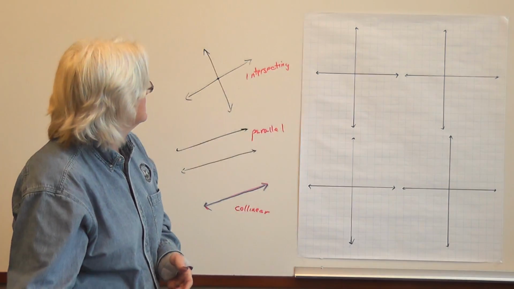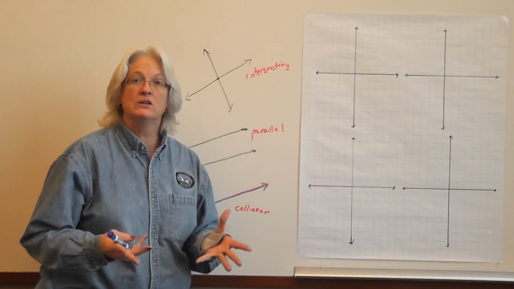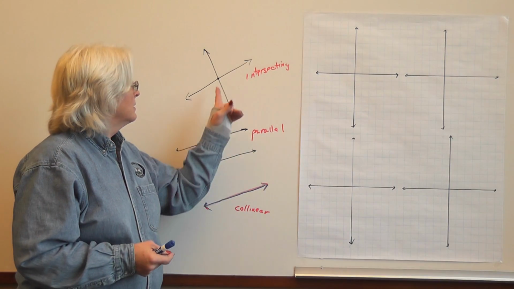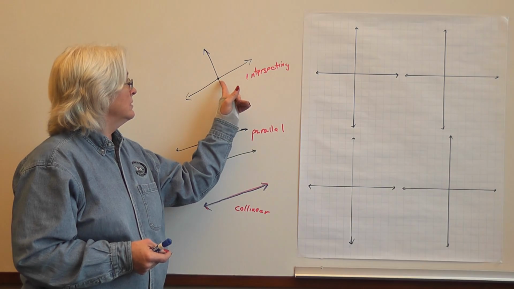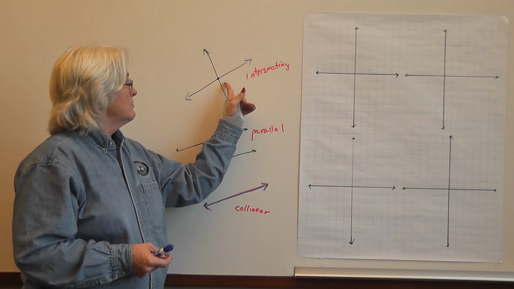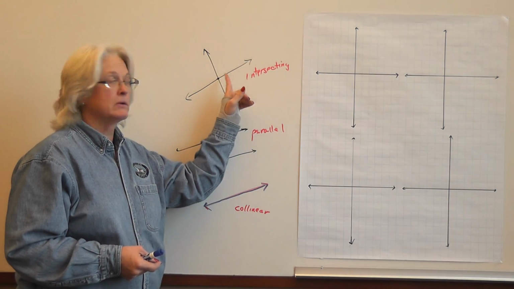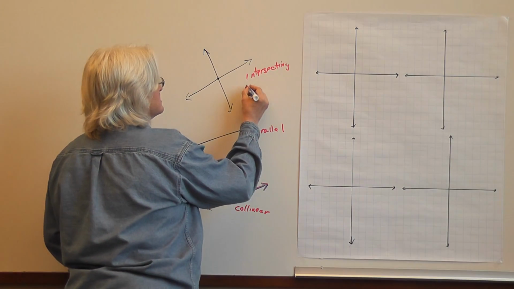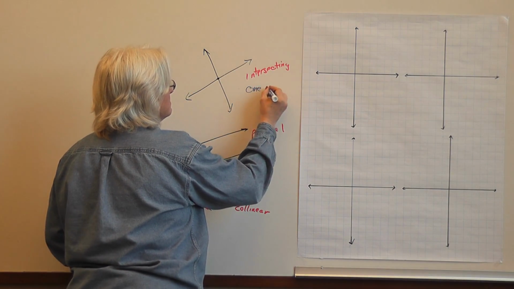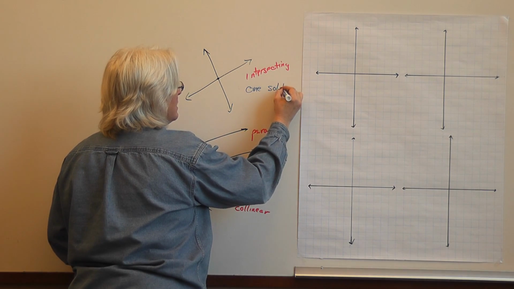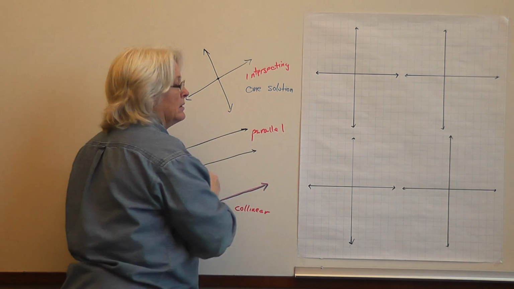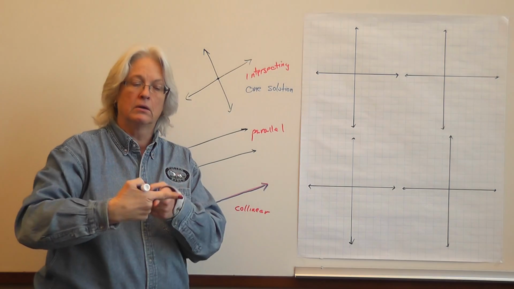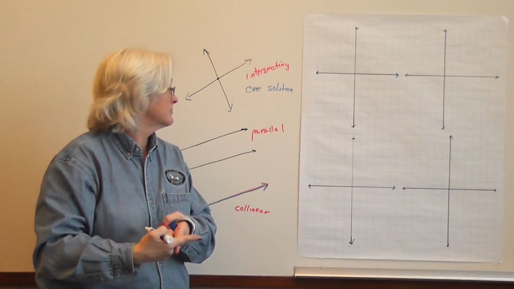Now let's look at these and see how many solutions, how many points are going to fulfill both of these equations. Well, obviously there's only one. There's one solution, and it's that one point in the plane where those two lines cross.